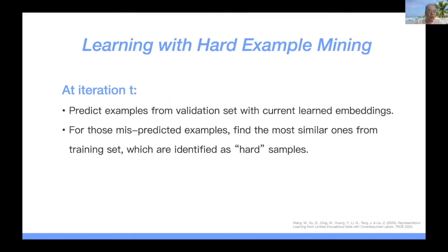The hard example mining strategy is an iterative algorithm. At iteration T, we first make predictions on the validation sets using the current learned embeddings. Since we know all the labels for the validation sets, we can find the mispredicted examples, which we call validation hard examples. Then we find the most similar examples to these hard validation examples from the training sets. This can be done using various distance metrics, such as Euclidean distance, cosine similarity, L1, L2, and so on. Finally, for the next iteration, T plus one, we form groups with these training hard examples. This helps the model to converge faster and obtain robust representations.